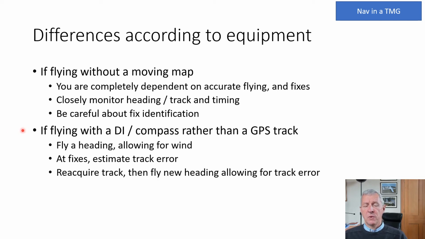If we're flying with a DI and compass rather than using a GPS track, then we're going to be flying a heading on that instrument, and we're going to make allowance for wind. So if we do that at fixes, we must estimate the track error and then reacquire the track and fly the new heading, allowing for that track error.